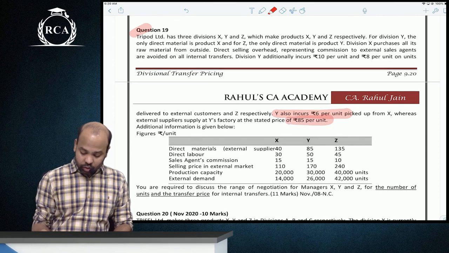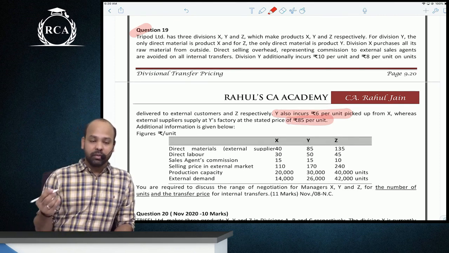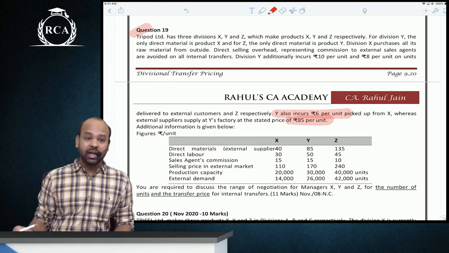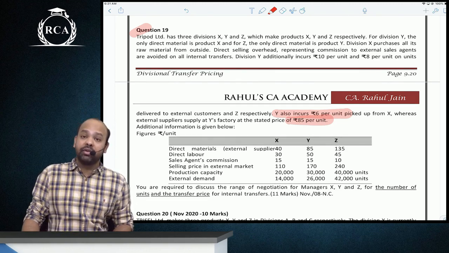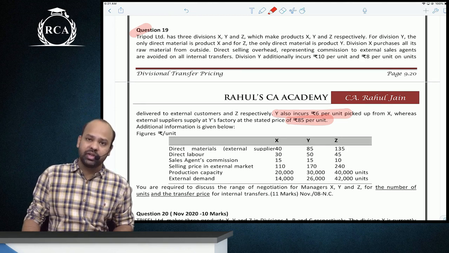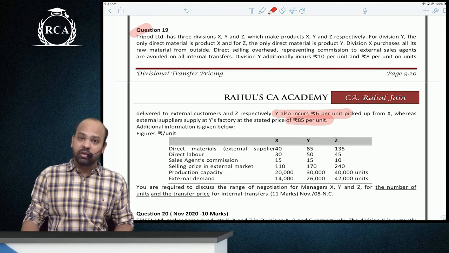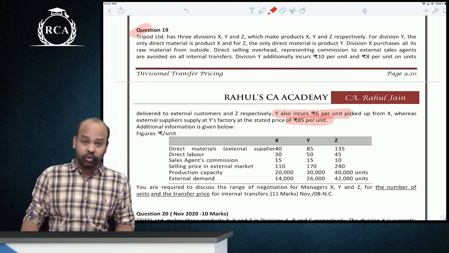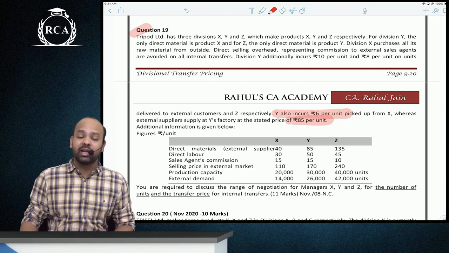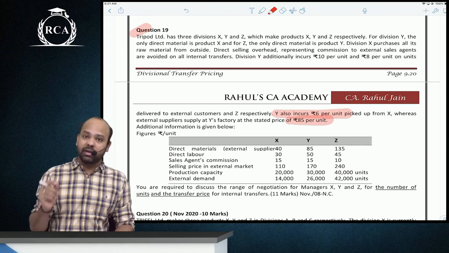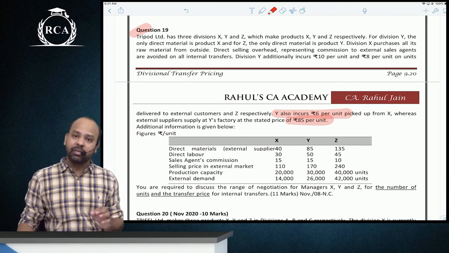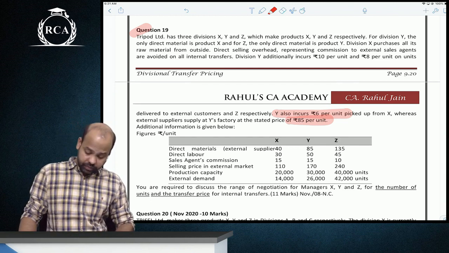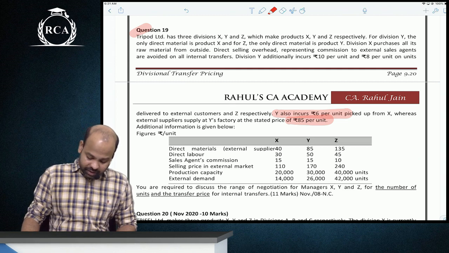Sir, how is that going to affect our answers? Simple. If 85 is the external supplier price for division Y, and if division Y has to additionally incur 6 rupees per unit on purchases from division X, then the maximum transfer price that division Y will be willing to offer to X would be 85 minus 6, which is 79 rupees. Additional information is given below.